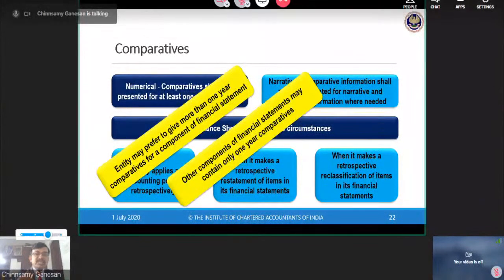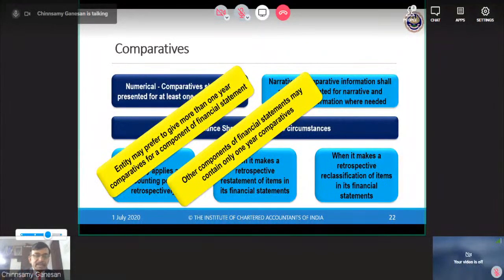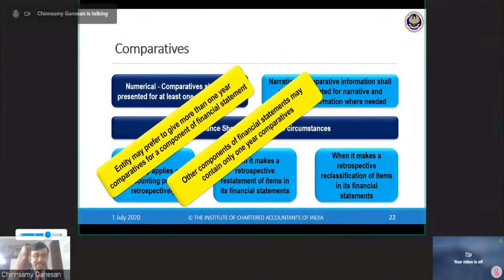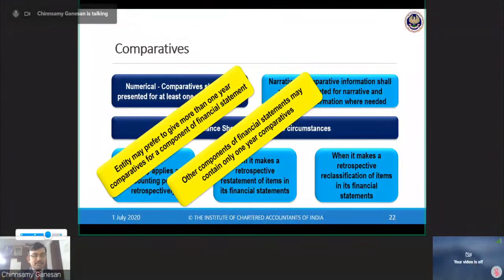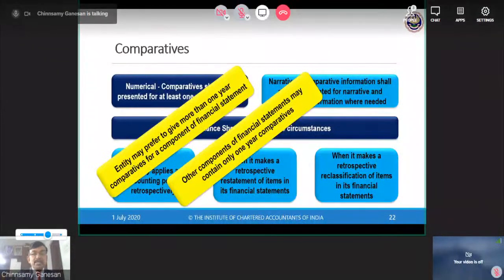But normally when somebody is giving, this is actually prescribed as per the standard. But normally what happens is, if an entity wants to give a comparative, they will normally prefer to give comparatives for balance sheet, P&L, cash flow statement. That gives conclusive information to the users. But the law says you can give it for only one component. The other components need not have it. It is only left to your discretion. This is one thing which you have to keep in mind.